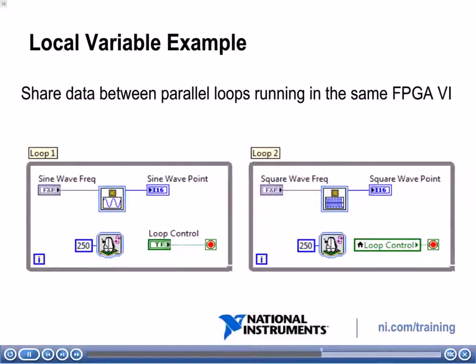Here we see a local variable example. We have two parallel loops, loop 1 and loop 2, and the data that we're trying to share in this case is the value of the loop control. In loop 1, we have the loop control Boolean right there, and in loop 2, we've created a local variable to read the value of the loop control, and that way we're able to stop both of the loops at the same time.